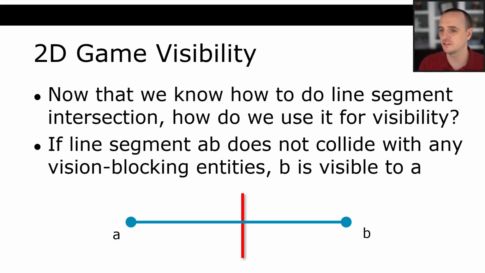Now we know how to intersect lines. How can we use this for game visibility? So now that we know how to do line segment intersection, how can we use it for visibility? If a line segment AB does not collide with any vision blocking entities, then B is visible to A. That's it, right? So you could have multiple entities blocking vision. You could have one entity blocking vision. You could have no entities blocking vision. Now you can figure that out.